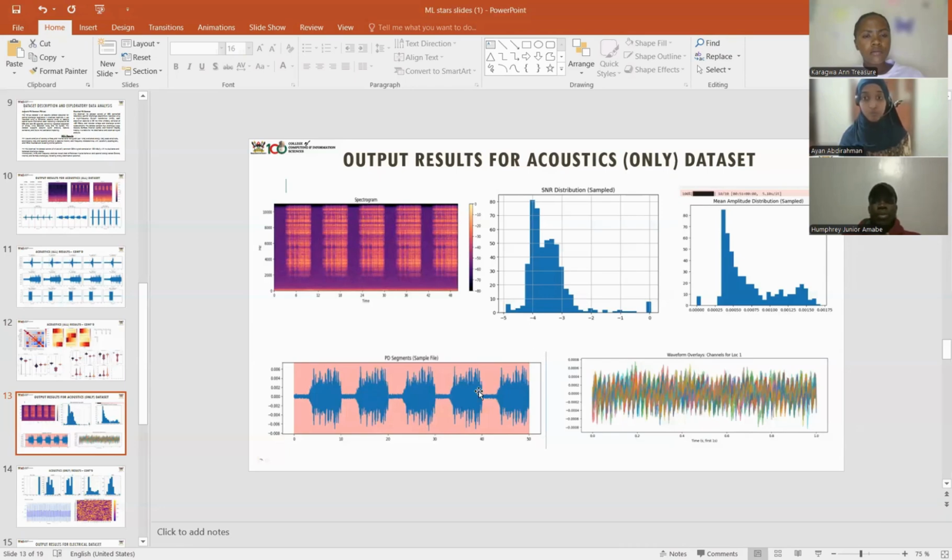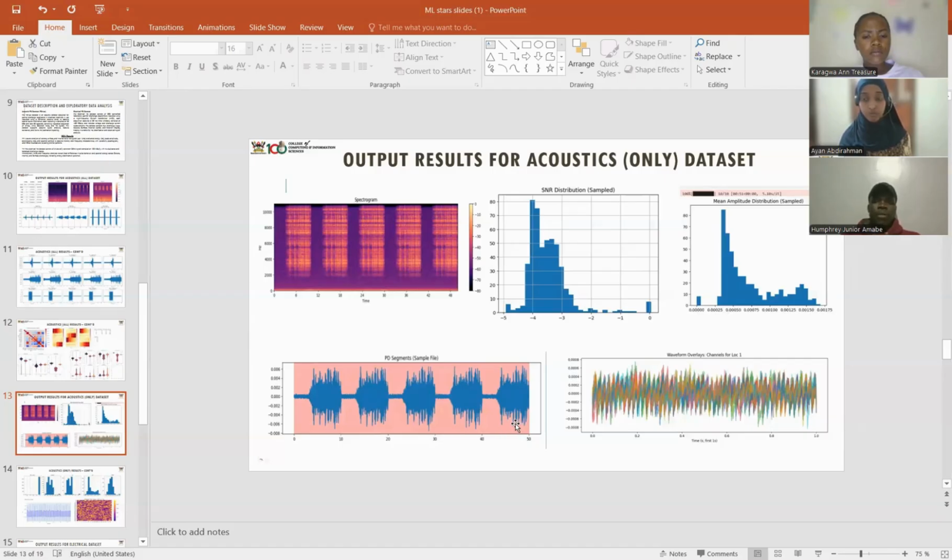Now, there are a few samples with, of course, higher mean values, suggesting that occasional louder sounds or peaks exist in the data. And then on the lower graph, the first one is just a partial discharge segment.